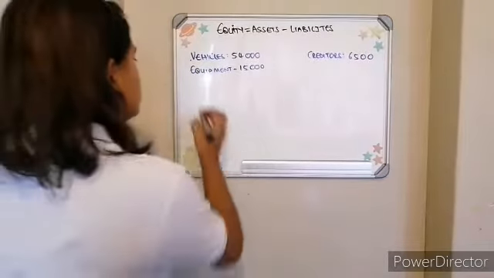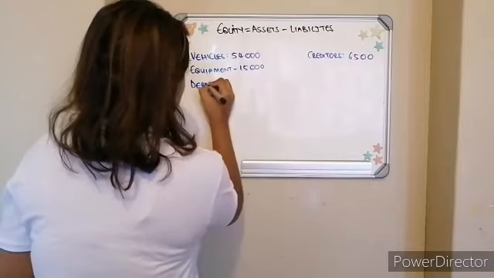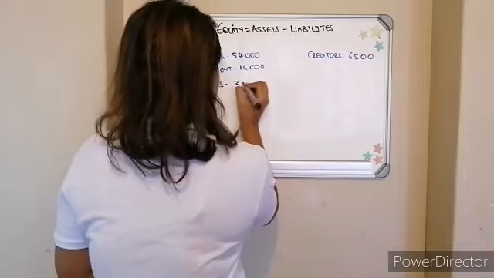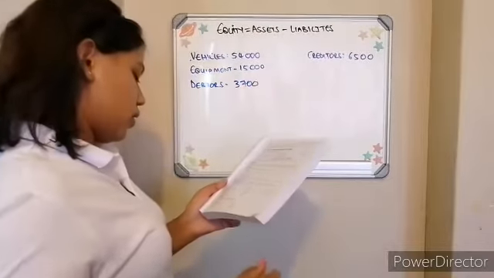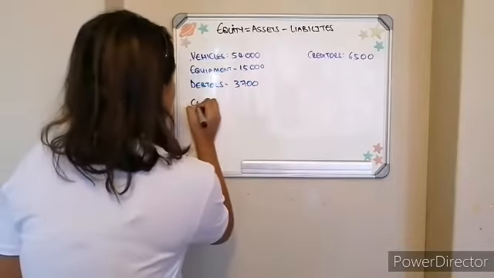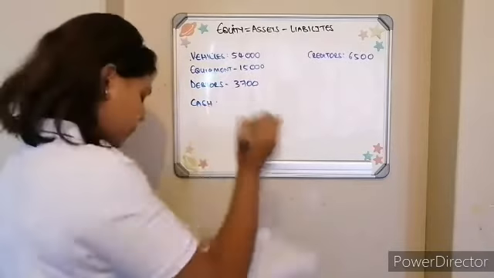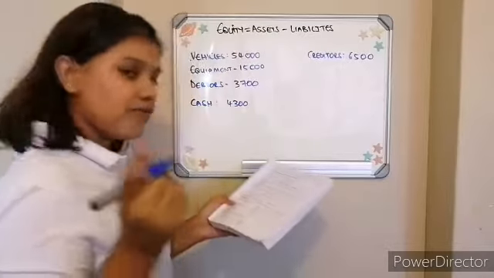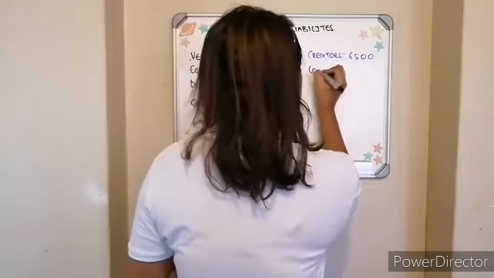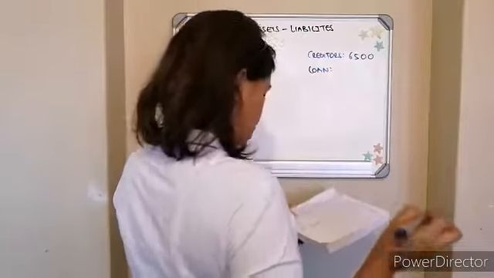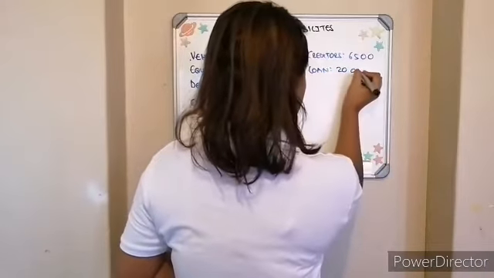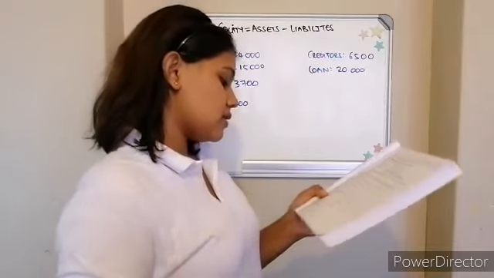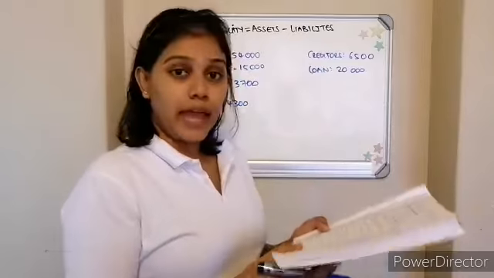Then we have debtors, which is 3,700. We have cash in bank, which is 4,300. And finally, we have a long-term loan, which is 20,000. So guys, the first part of the question asks us to identify assets.